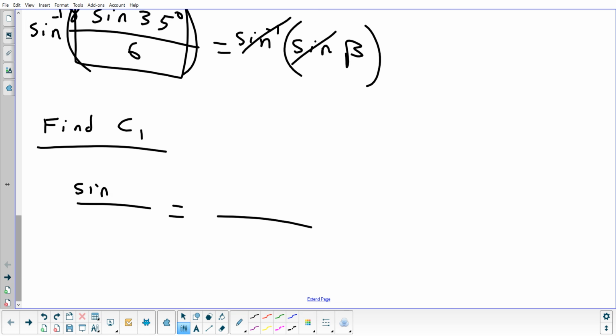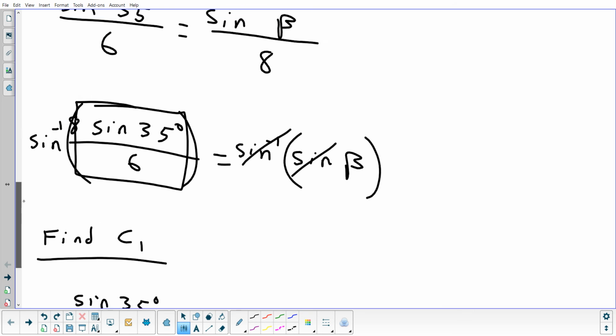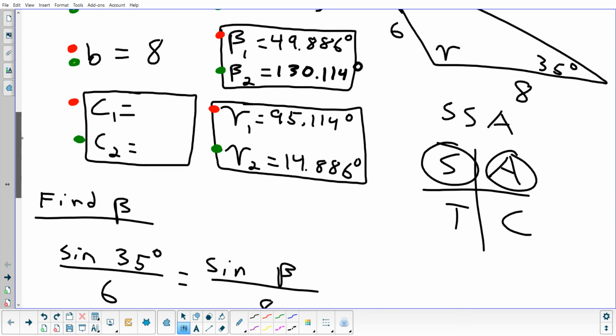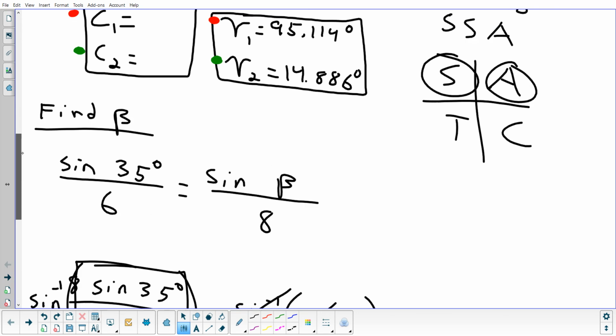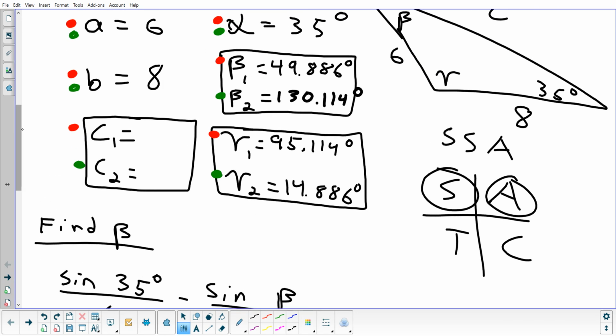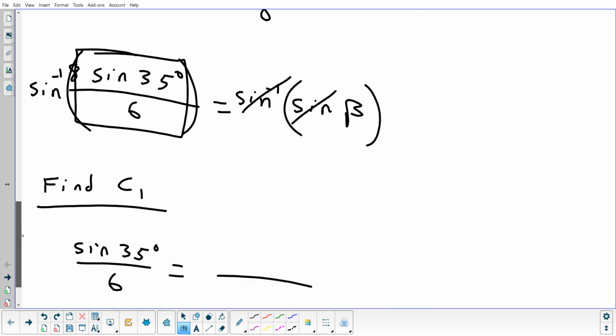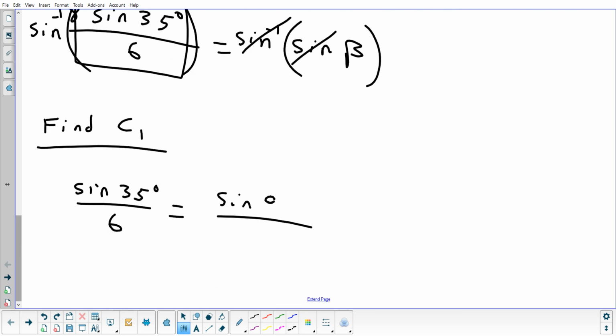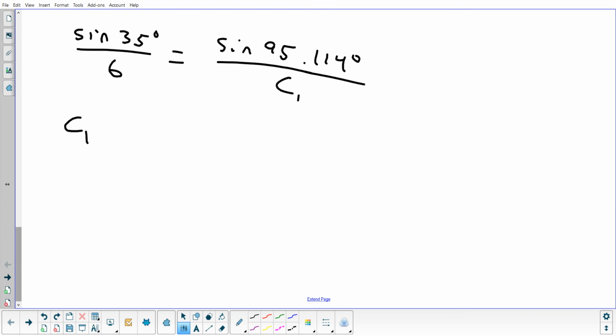All right, so sine 35 over 6 equals. And Lindsay, can you tell me what would go on the other side to find gamma 1? Sine of 95.114 degrees. Yep. Over C1. All right. And now we'll just cross multiply and solve for C1.